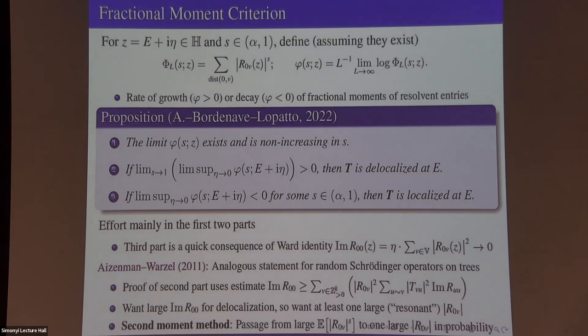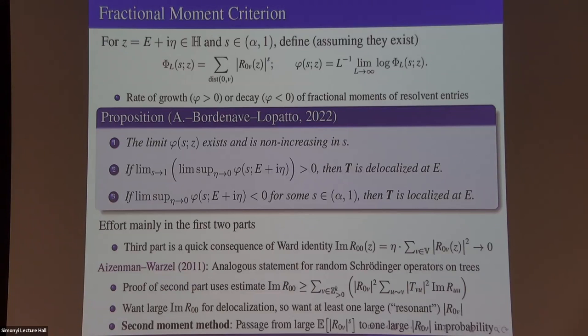10 minutes. Okay. So now let me try to at least state the fractional moment criterion, step one, the result involved in it. I'll fix some z, which you view as some complex number E plus i eta. I'm thinking of eta getting smaller and smaller, and E being fixed, where I'm probing the spectrum, and I take some s which is between alpha and one. It turns out that you do need s to be between alpha and one, which is different from what you see in the tree setting.